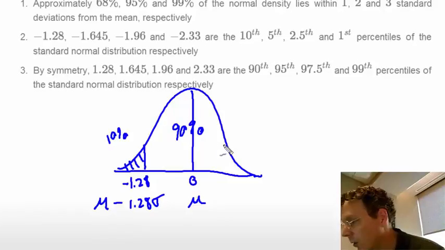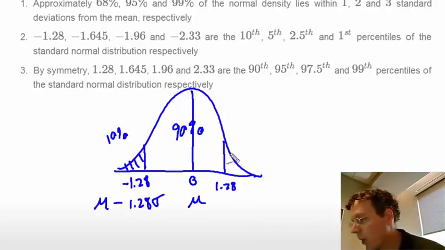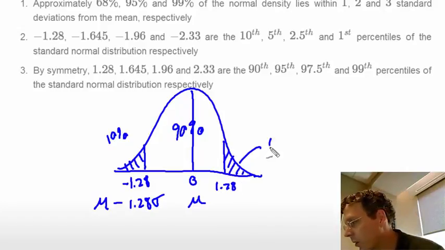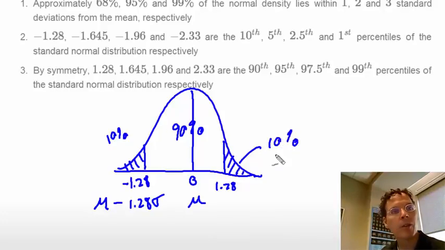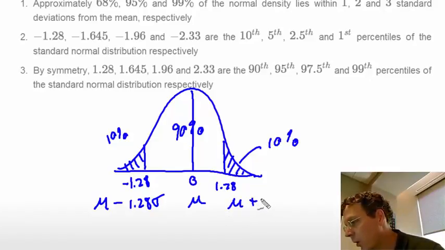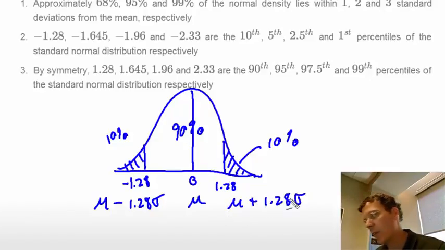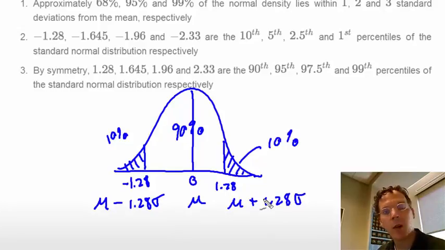By symmetry, this point right here, 1.28 on the standard normal distribution, is the quantile such that 10% lies above it. For a potentially non-standard normal, this point would be mu plus 1.28 times sigma. So this point 1.28 on the standard normal and mu plus 1.28 times sigma on the potentially non-standard normal would be the point such that 10% lies above it and 90% lies below it.